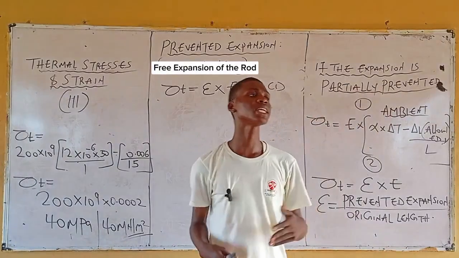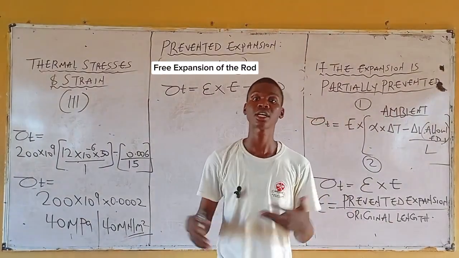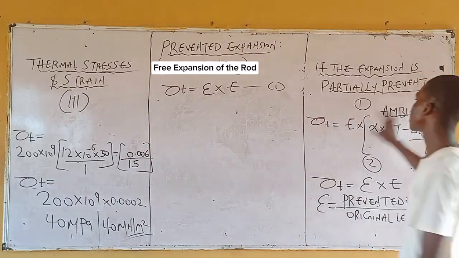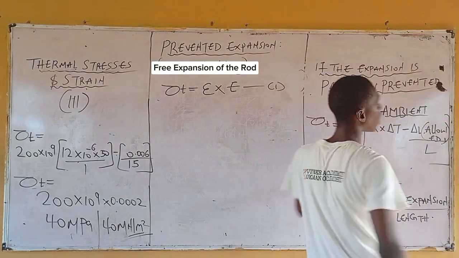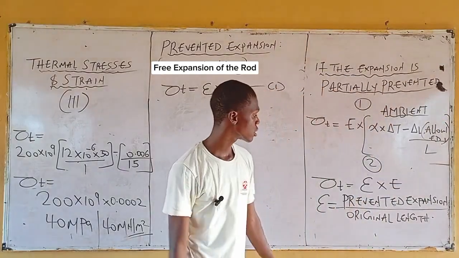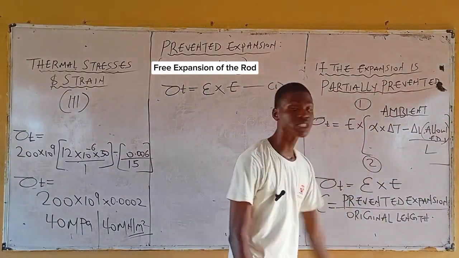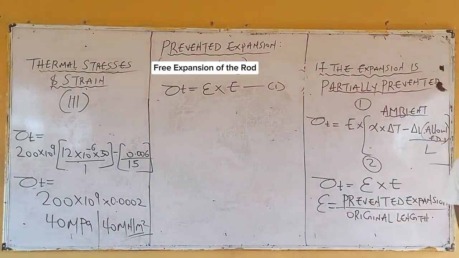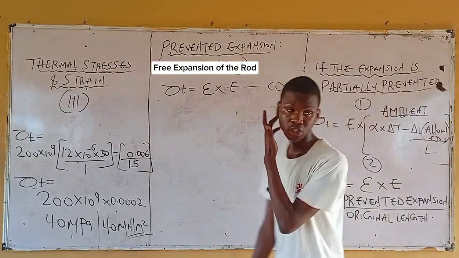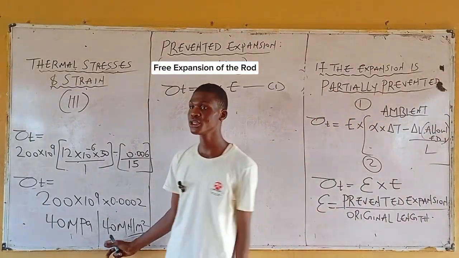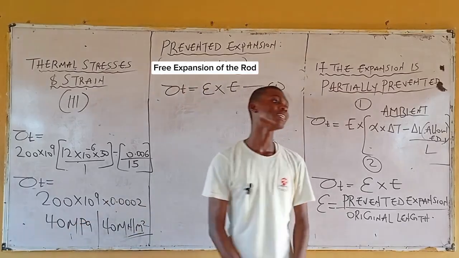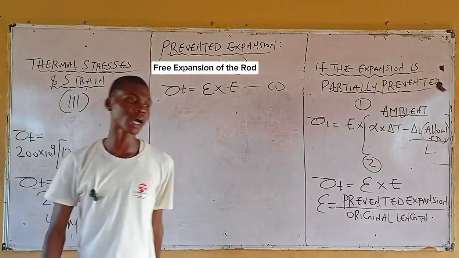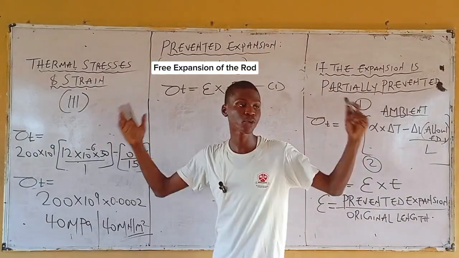From here, we said we have 2 methods, right? The first one is to make use of this very formula, the stress is equal to all this. Then the other one is prevented expansion over original length. You can just try that on your own and get a value. Your value should be equal to this. But don't worry, I will solve it and pin it in the comment section so you see how I solve it. So we are done for today.